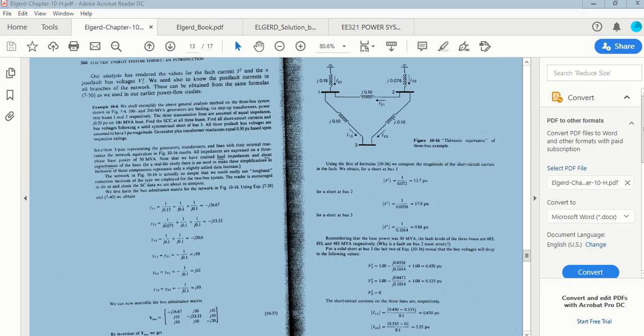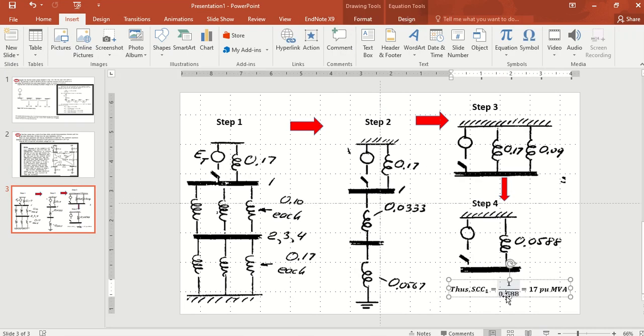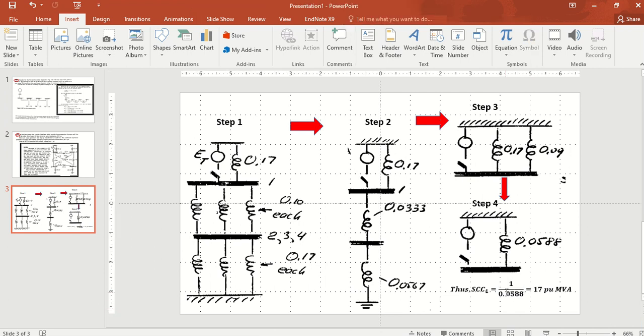Let me just correct this. It is 0.0588. So 1 divided by 0.0588, you will get 17 per unit MVA as your short circuit capacity.